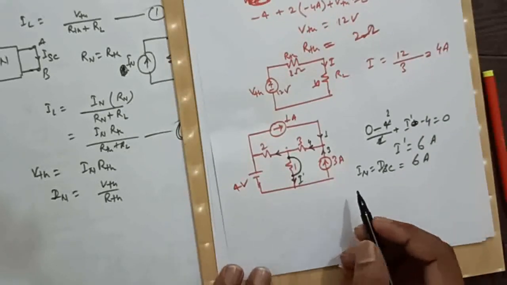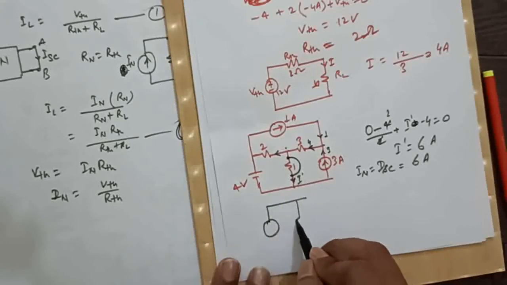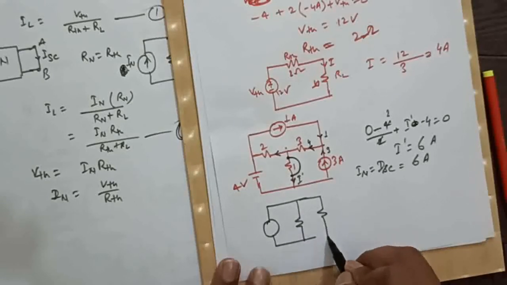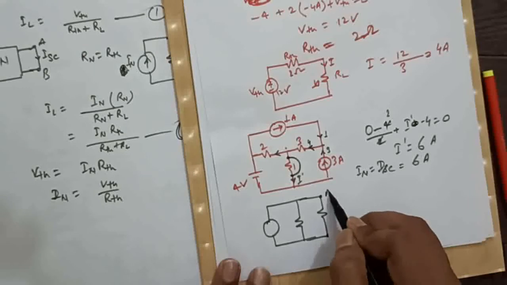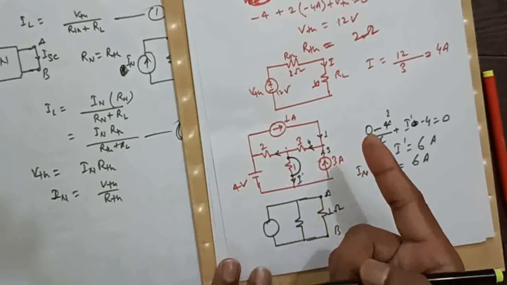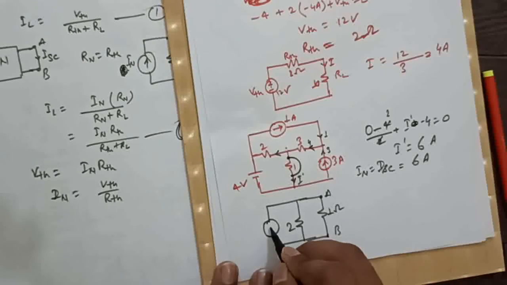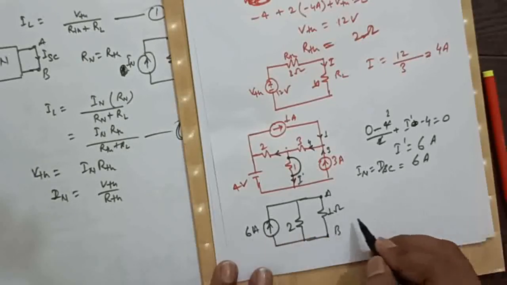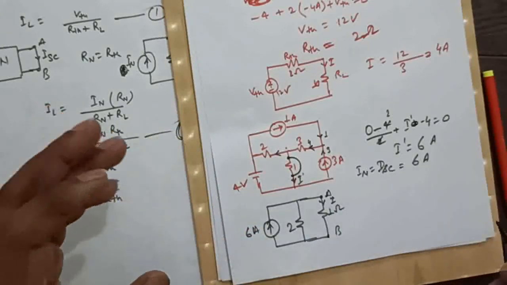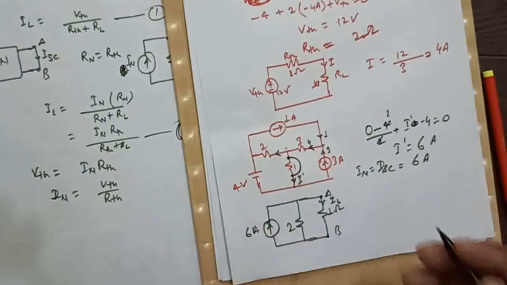So its Norton's equivalent circuit will be what? A current source in parallel with the resistance across the targeted terminals A and B. This is 1 ohm. This is RTH. Rn is nothing but RTH, so no need to calculate it. This will be 2 ohm. This is 6 ampere. So I, for which the question was asked, find the current through the 1 ohm resistor, that is I, or say IL. It's better to say IL.